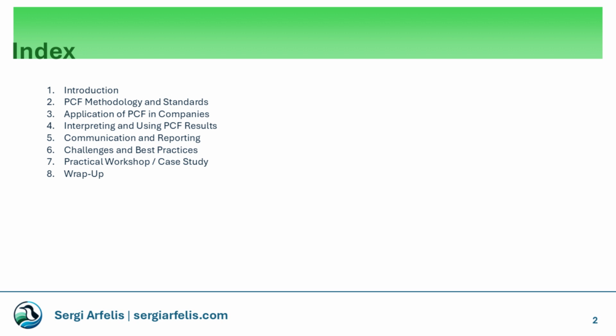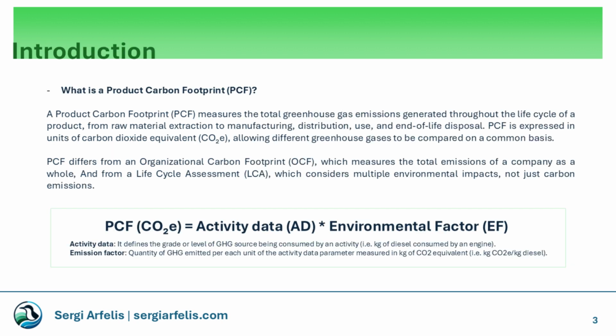Let's get started. What is a product carbon footprint, or PCF? A product carbon footprint measures the total greenhouse gas emissions generated throughout the life cycle of a product. This includes emissions from raw material extraction, manufacturing, distribution, use, and end-of-life disposal. The result is expressed in units of carbon dioxide equivalent, which allows us to compare and aggregate the impact of different greenhouse gases on a common basis.